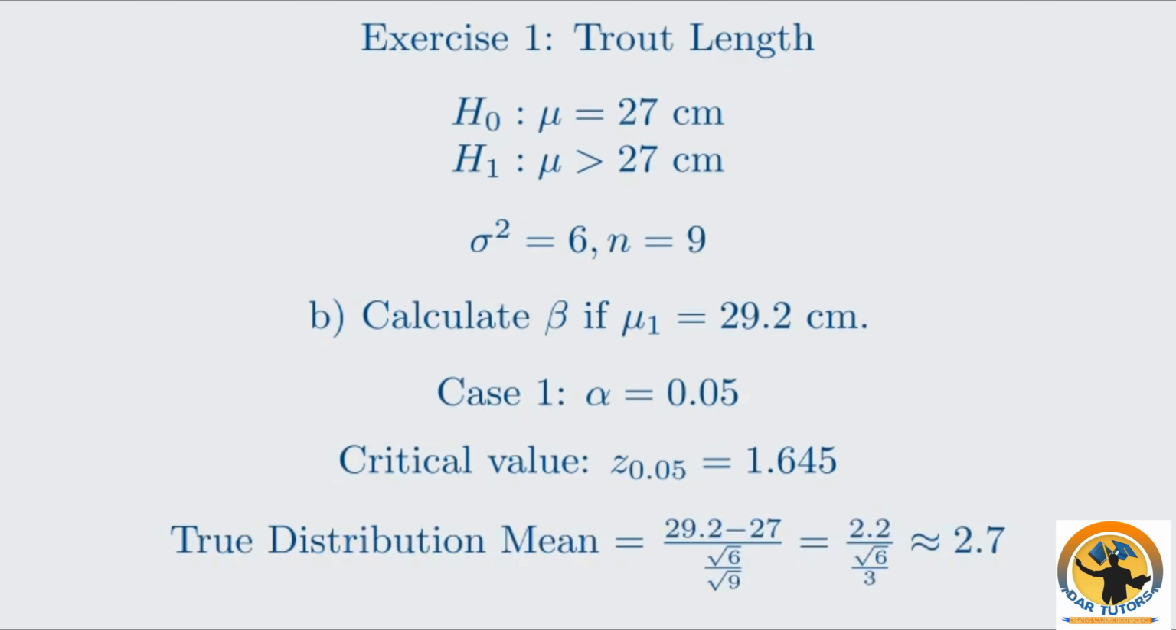Next, the true distribution. The mean of the true z distribution is mu1 minus mu0 over the standard error, which is 29.237, divided by the square root of 6/9, giving a mean of 2.7.